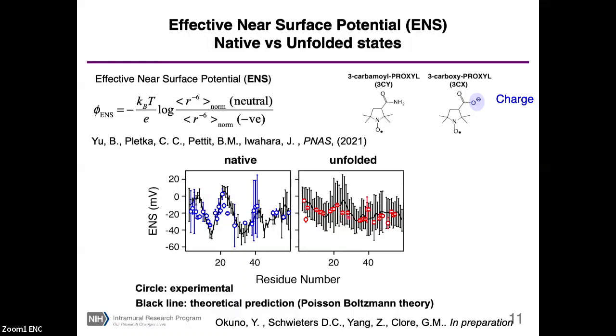So the take-home message is that for the native state, since it has a well-defined structure, some parts are charged, some parts are not charged. So you see a heterogeneity in the electrostatic distribution, while the unfolded state is sort of like homogeneously distributed. So we see two different patterns.